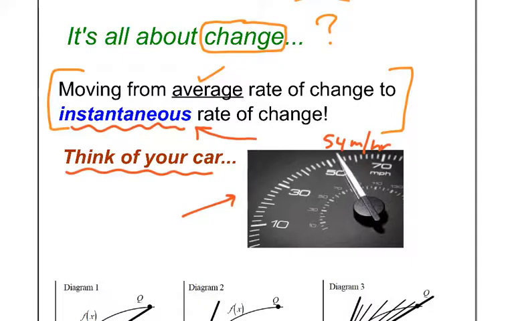It's not telling you average. The speedometer is not saying, all right, how far did you just travel in how much time? Which is the average. No, it's not doing that. It's telling you right now, instantaneous, how fast you're traveling right now. And that's what we're going to try to figure out, because that is calculus.